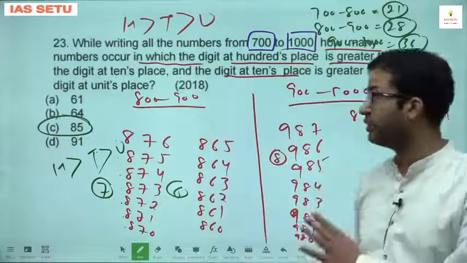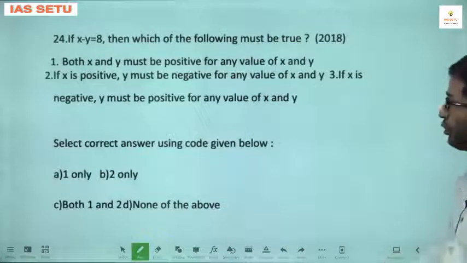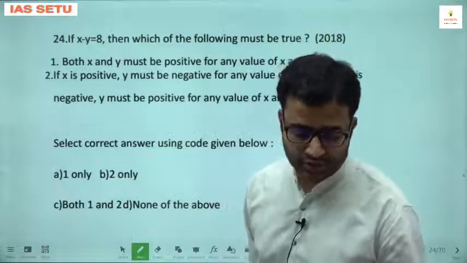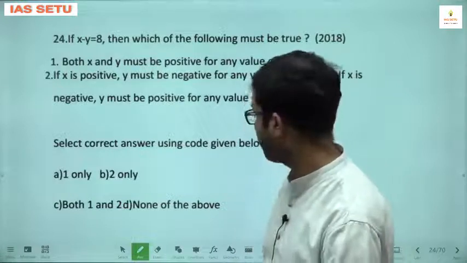This is question number 23. Question number 24, statement based question. Although I'm going to discuss all the statement questions separately. Okay.